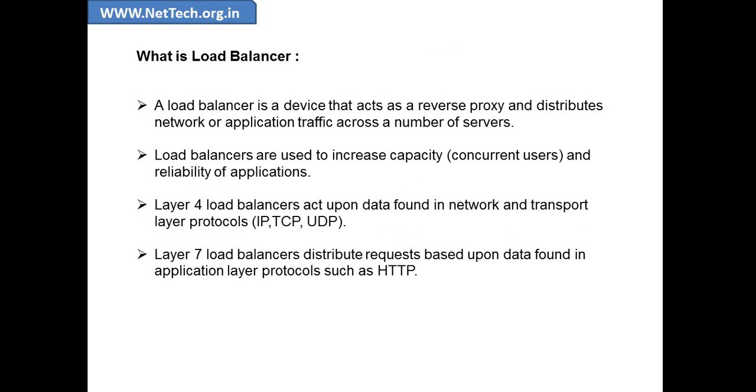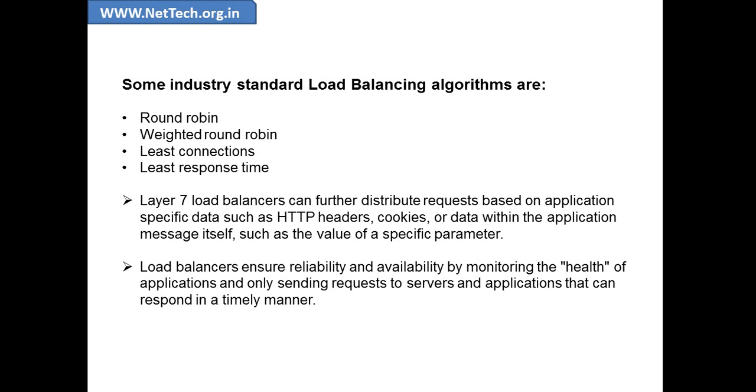A load balancer is a device that acts as a reverse proxy and distributes network application traffic across a number of servers. They also improve the overall performance of applications by decreasing the burden on servers, and are generally grouped into two categories, layer 4 and layer 7. Layer 4 load balancers act upon data found in network and transport layer protocols, whereas layer 7 load balancers distribute requests based upon data found in application layer protocols such as HTTP.